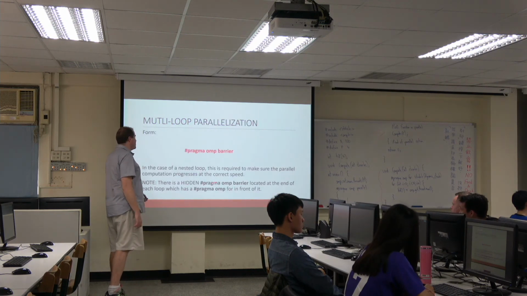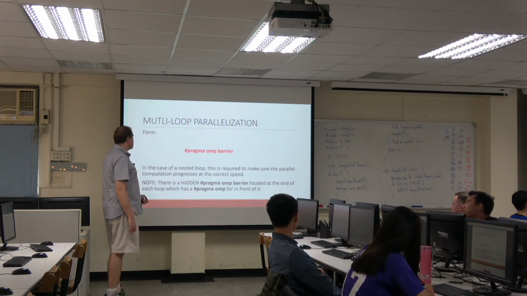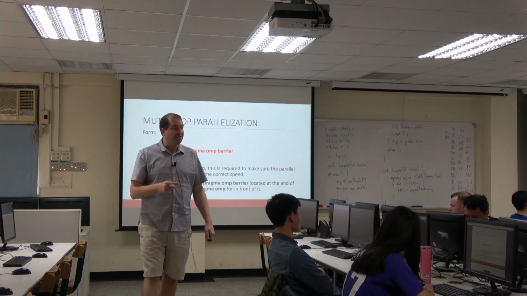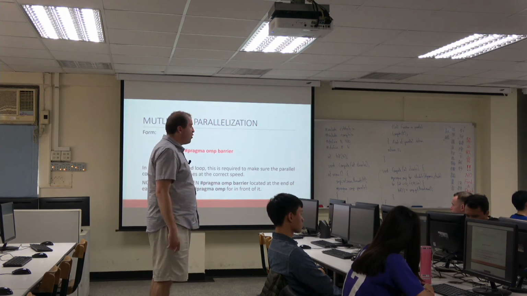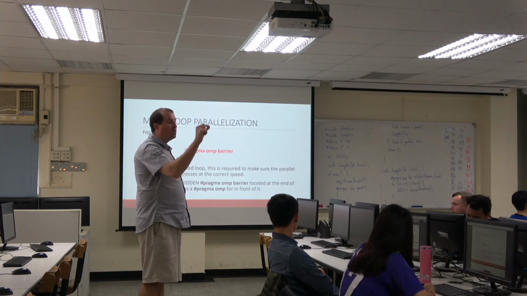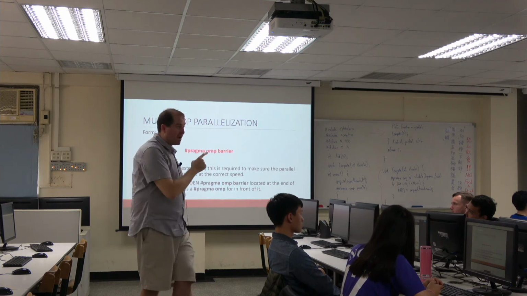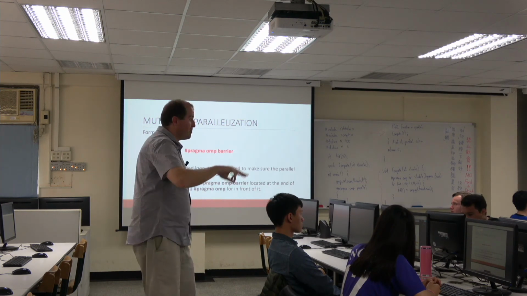The reason we don't need to add pragma omp barrier to this code is because there is a hidden pragma omp barrier located at the end of each loop which has a pragma omp for in front of it. If you don't want to use that barrier, then after you write pragma omp for, you can write NOWAIT, nowait. It will remove that hidden barrier, and then you can see what happens when you run your code.